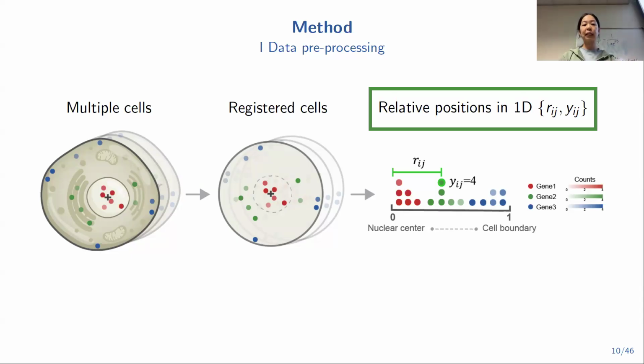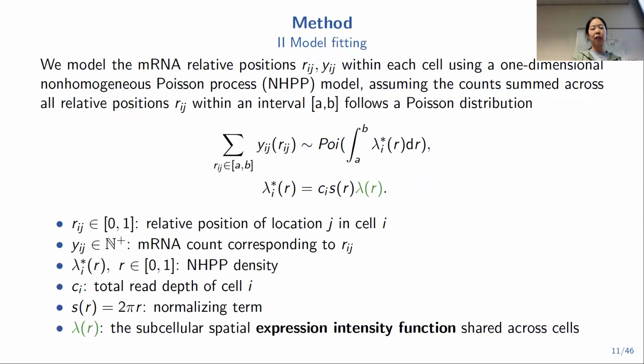But anyway, here's the preprocessing step. And after the preprocessing step, we can feed our model in the one-dimensional space. It's a non-homogeneous Poisson process model. How it works is, suppose we choose an interval from A to B, for example, 0.1 to 0.2. This index I represents the I-th cell, and this J is for the J-th point in this particular cell. If we count how many points of this gene are in this interval, it follows a Poisson distribution. That's the idea of the non-homogeneous Poisson process.